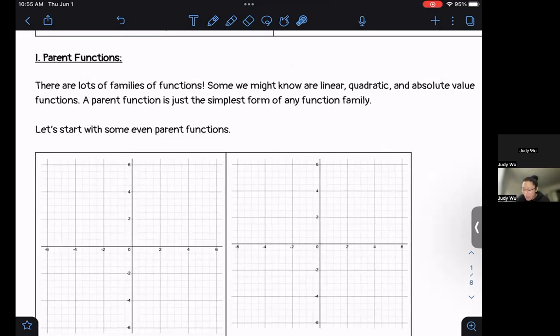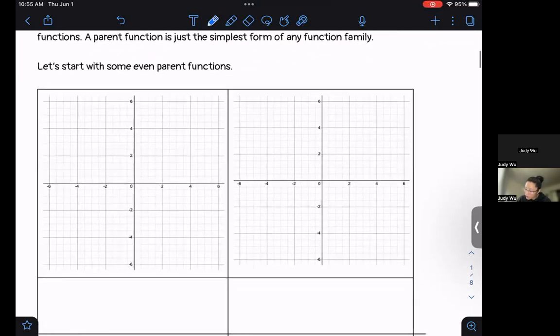It turns out that in math, there's a lot of what we call families of functions. So quadratics might be a family of functions. Linear might be a family of functions, right? So linear, quadratic, absolute value. These are all families of functions. But this phrase, a parent function, it just means the simplest form of any function family. Right? So let's put some pictures with all these words.